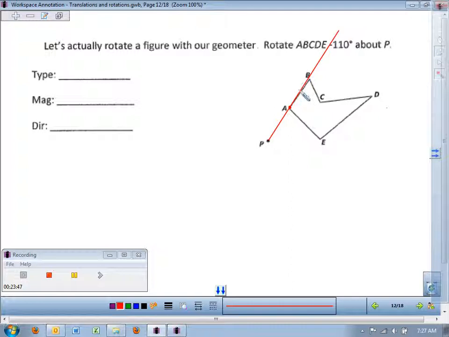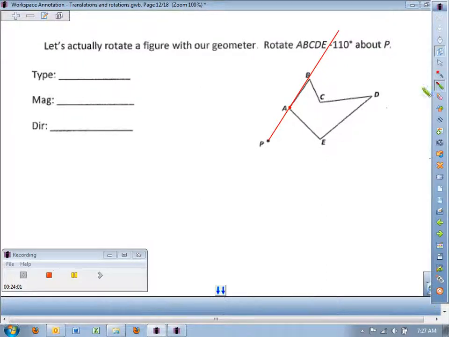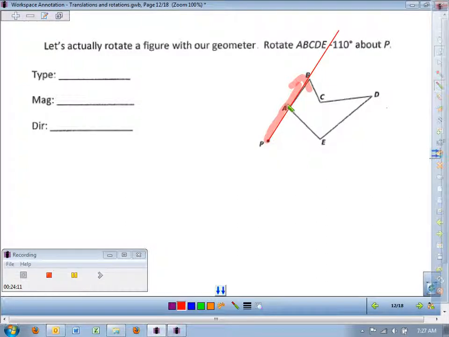Then what I want you to do, with your geometer face down, backwards, is place the whole of your protractor on top of P and the black arrow on top of the segment that we've just placed. Whole of your protractor on P, black arrow on top of that guy. I know this is a little confusing. If you're watching the video and you need some help, please come in.